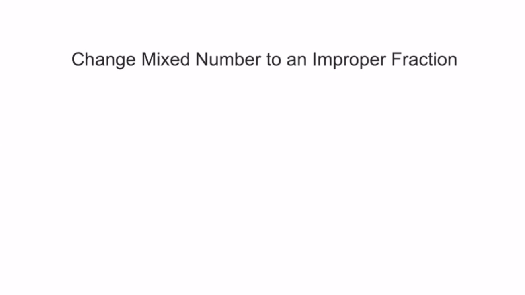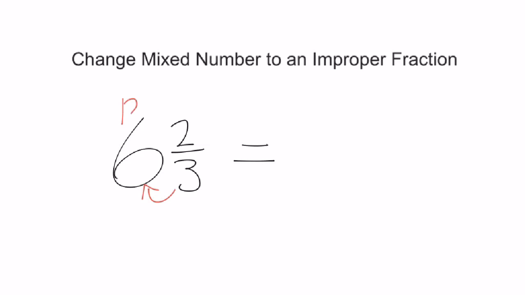Let's try a practice on your own. 6 2/3. Change that to an improper fraction. Pause the video now. I'm going to start solving this one. 3 times 6 is 18, and we add on our 2 for 20/3. So when we're solving our mixed number problems, all we need to do is take our mixed numbers and change them into improper fractions.